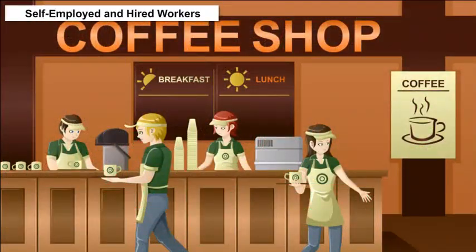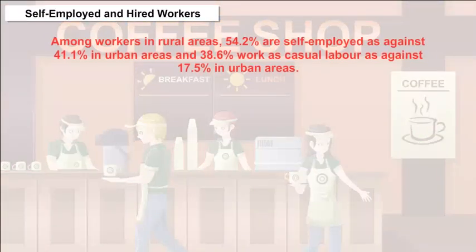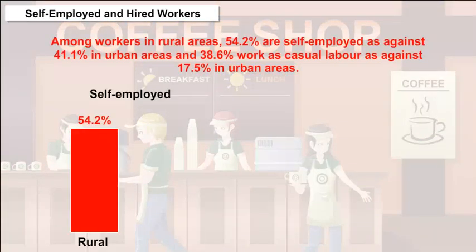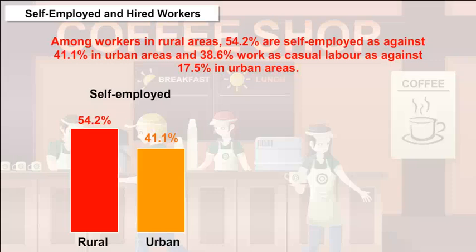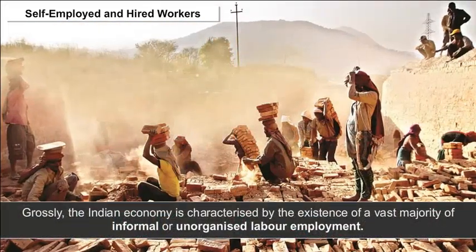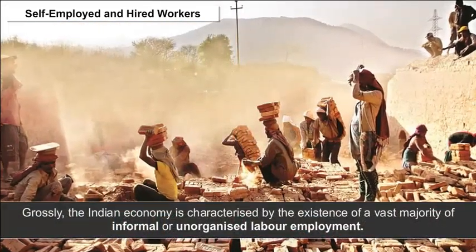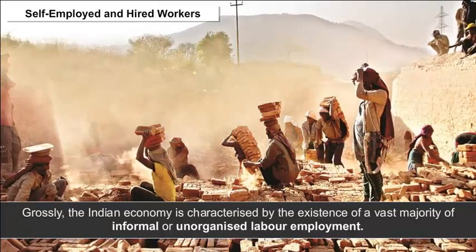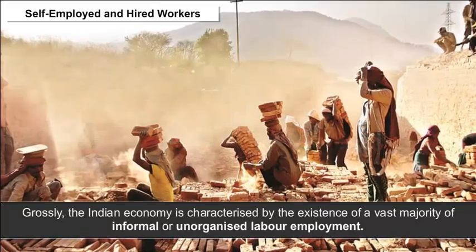Self-employed and hired workers. Among workers in rural areas, 54.2% are self-employed, as against 41.1% in urban areas, and 38.6% work as casual labor, as against 17.5% in urban areas. Grossly, the Indian economy is characterized by the existence of a vast majority of informal or unorganized labor employment.